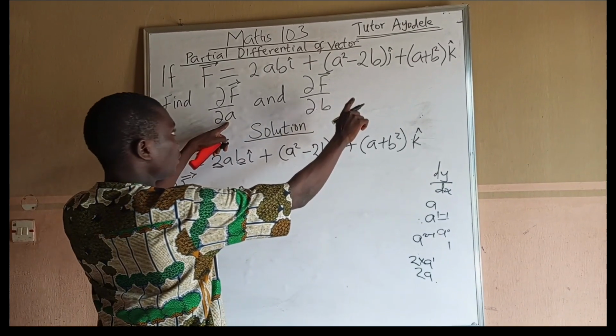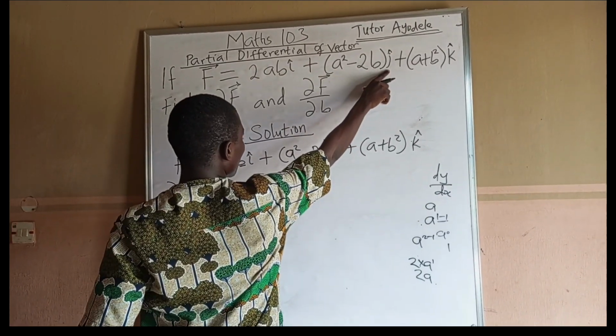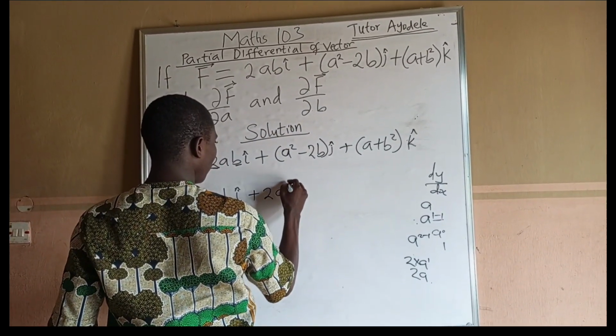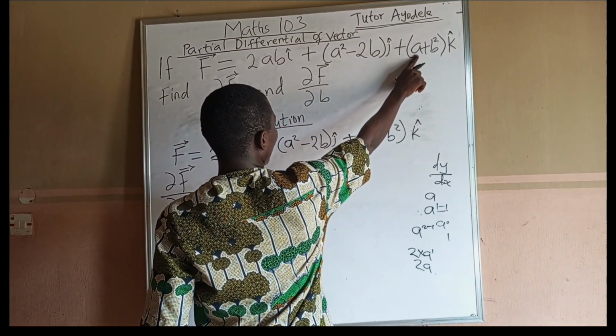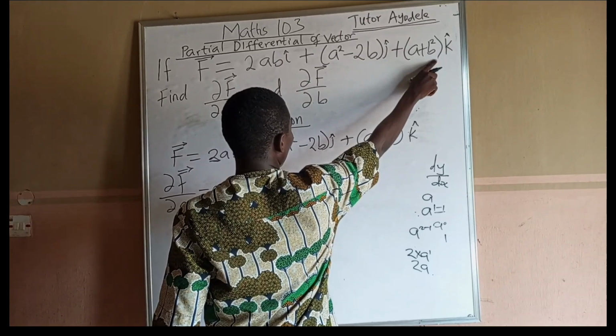We are differentiating partially with a only, so this will change to 0. Mind you, there's j here, so let me put j, plus, I'm differentiating with respect to a only. a is present here, a is not here, so this will change to 0.